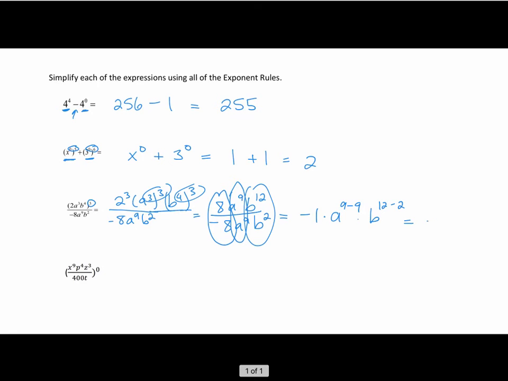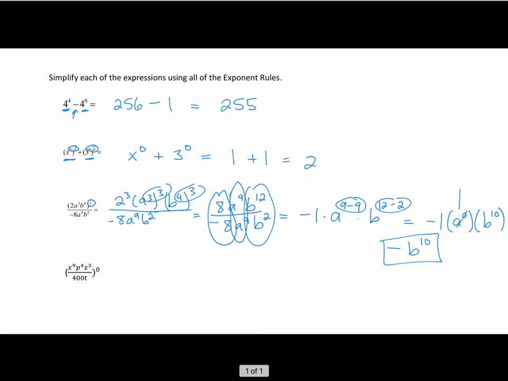All right, so we have negative 1. And if we subtract 9 minus 9, we get a to the 0. And if we subtract 12 minus 2, we get b to the 10. So a to the 0 is just 1, right? So that's going to be negative 1 times b to the 10, which is just negative b to the 10th.